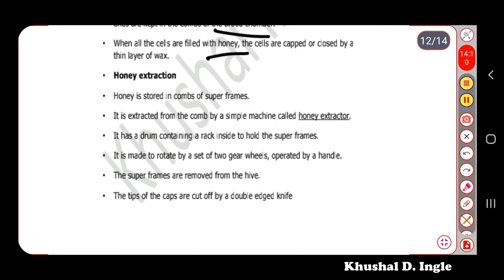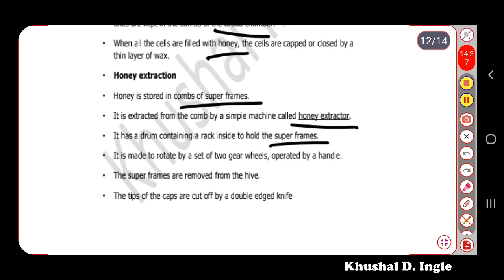Honey is stored, as I already discussed, in the combs of the super frames. Then it is extracted from the comb by a simple machine, and that machine is called the honey extractor. It has a drum. In the next slide we are going to study this honey extractor also. It has a drum containing a rack inside to hold the super frames.